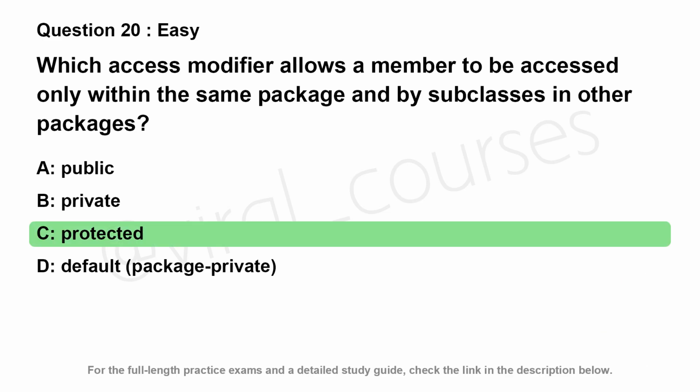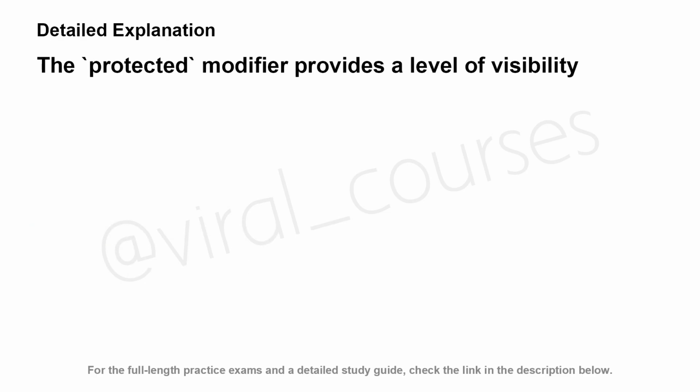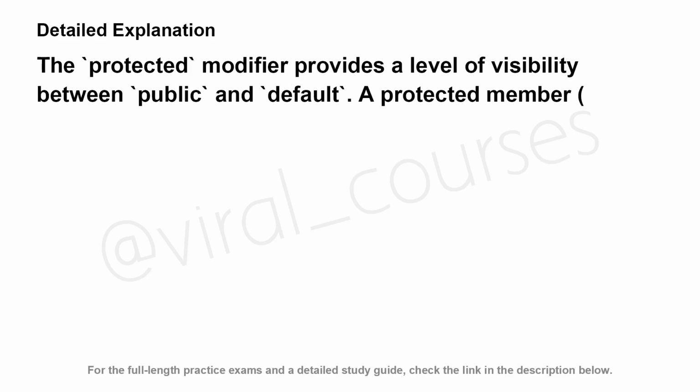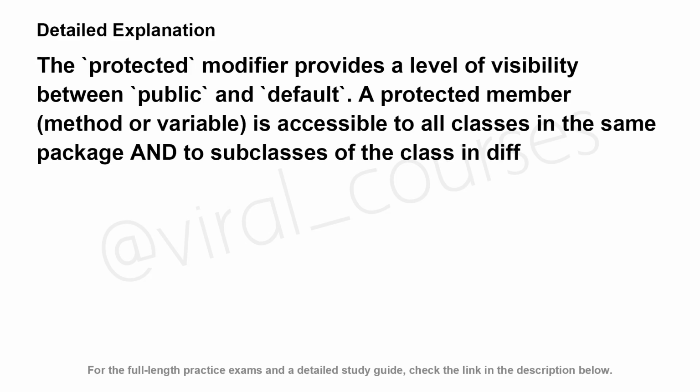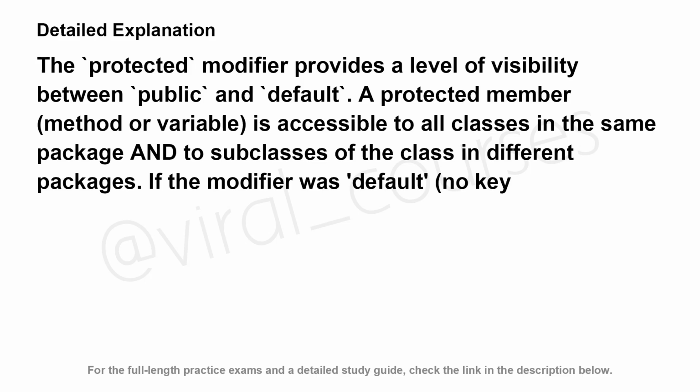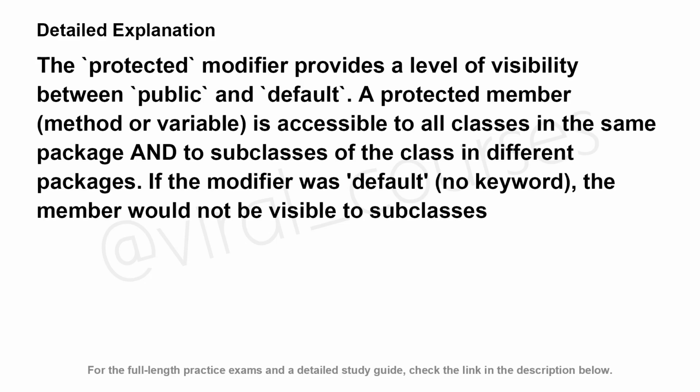The correct answer is C. The protected modifier provides a level of visibility between public and default. A protected member, method or variable is accessible to all classes in the same package and to subclasses of the class in different packages. If the modifier was default, with no keyword, the member would not be visible to subclasses in different packages.